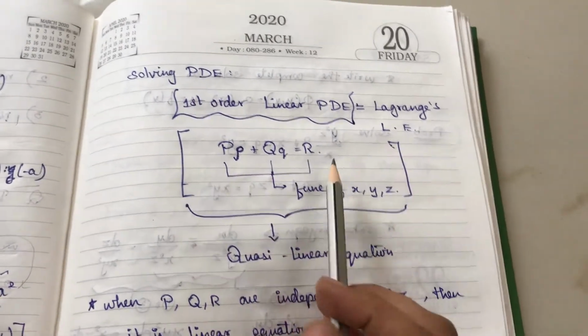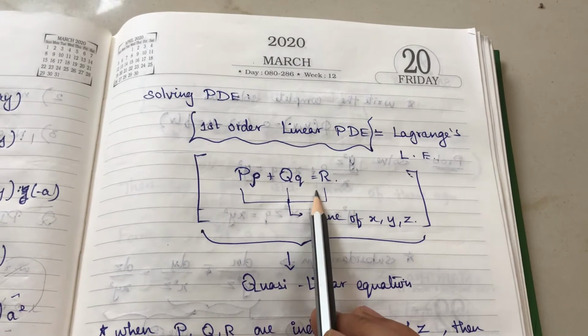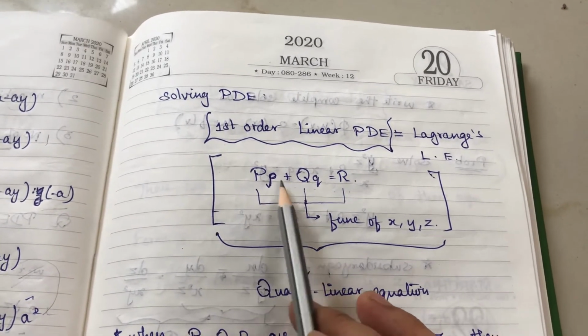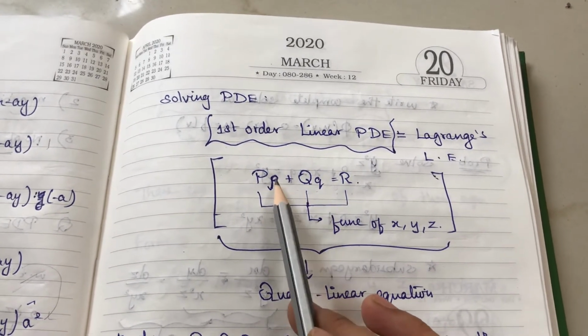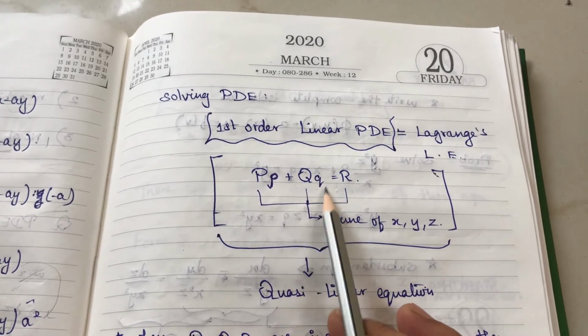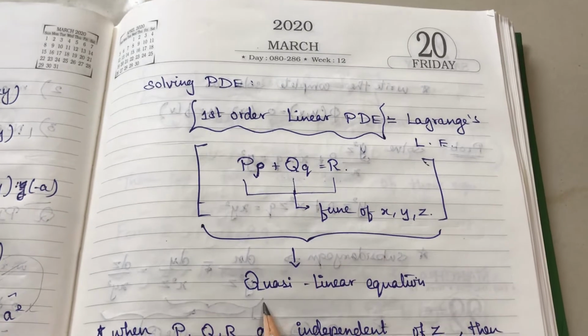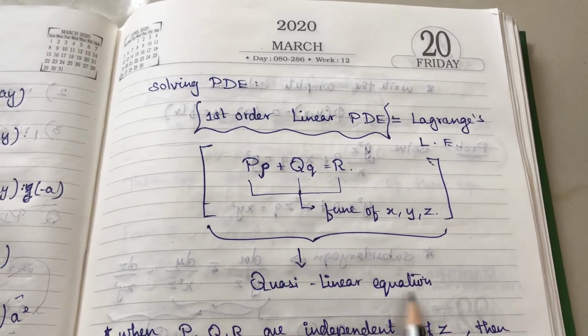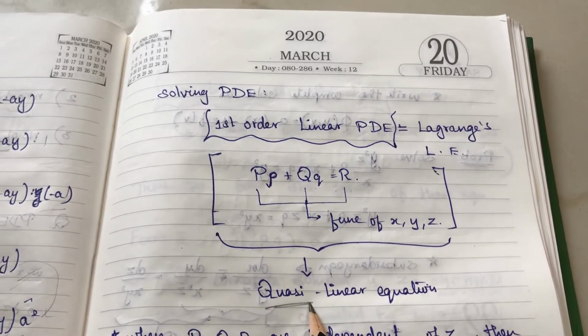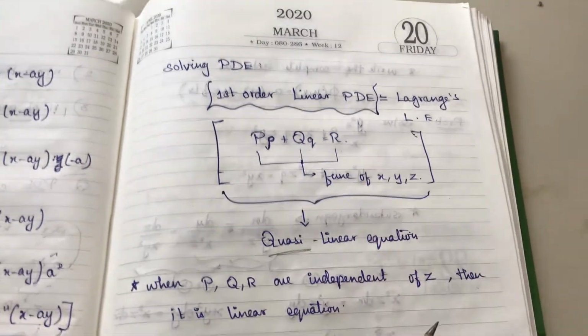So Pp + Qq = R. P into small p, one constant, plus Q into small q, which is equal to R. This equation is also called a quasi-linear equation, quasi. Okay, so this is the thing.